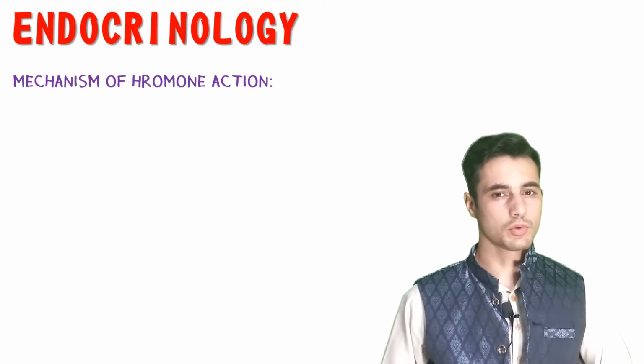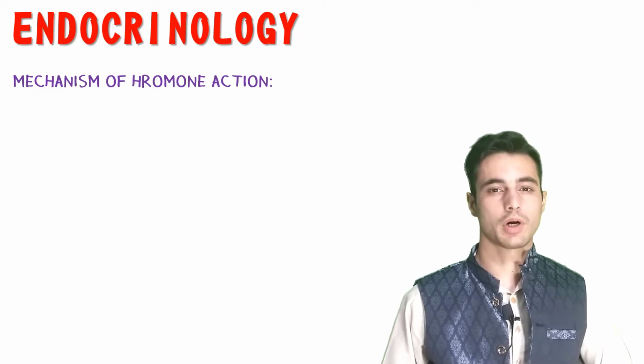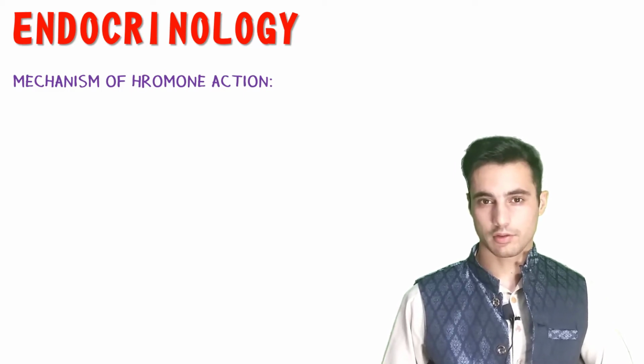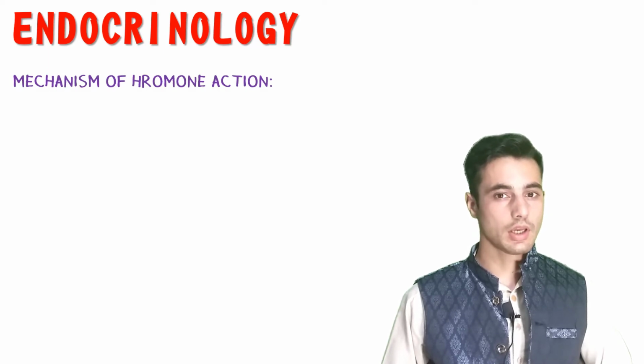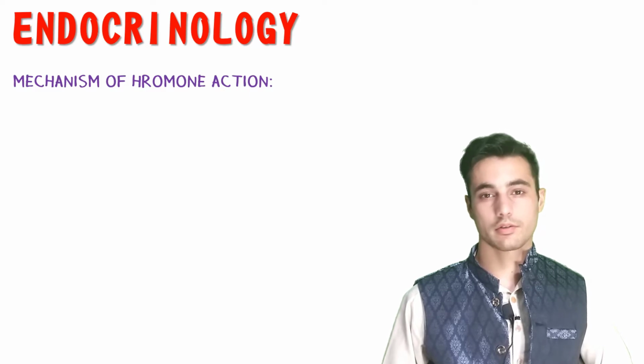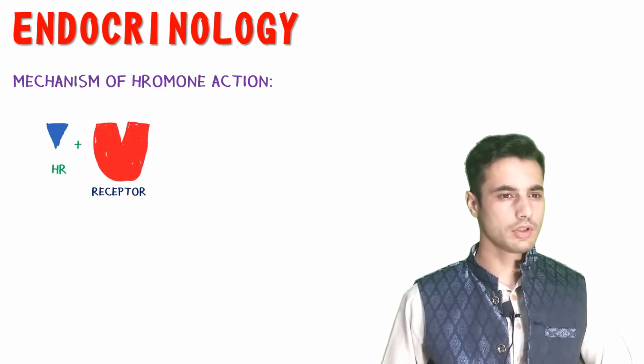In this video we are going to learn about the mechanism of hormone action. What is a hormone? As we already know, hormones are the chemical messengers secreted by glands or specialized cells into the blood vessels, and they influence the function of the target cell, which is located at some other part of the body. So let's have a look.